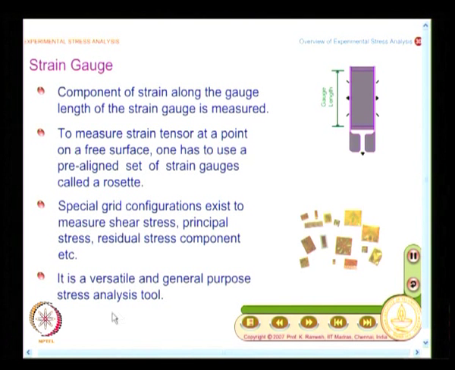And what you have to understand is it is a versatile technique and a general purpose stress analysis tool, because if you are working in adverse conditions, then also this methodology can be used. You can use strain gauges below the sea surface where you have underwater pipelines, or offshore platforms, you can do this. Many techniques may not be able to do it.